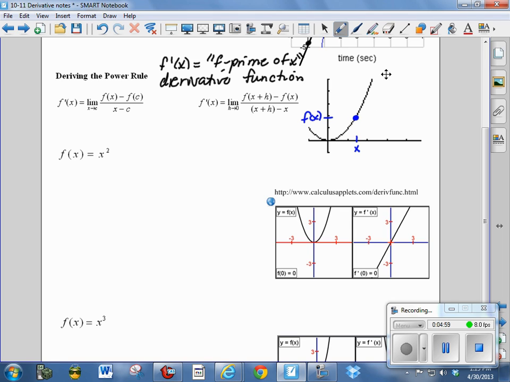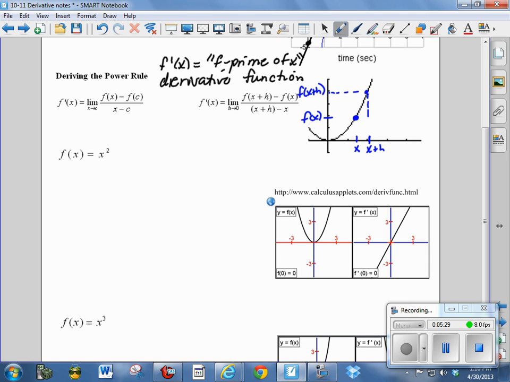Now I'm going to pick a value of my independent variable on the x-axis, something close to x. And I'm going to call that point that's close to x, x plus h. So I'm going to pick another little point, and I'm going to call this x plus h. And so up here, if I go straight up and find my corresponding y value, this would be f of x plus h. Now this would be just like if x were 2.